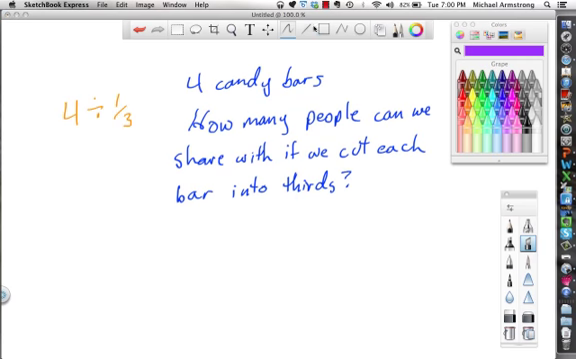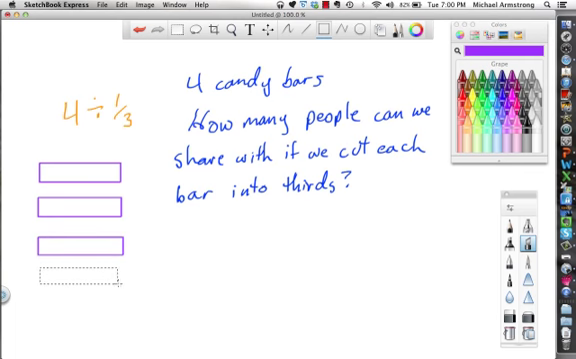And if we're going to draw a diagram, we have to draw a diagram of 4 candy bars. There's 1, 2, 3, 4. Maybe these are like Butterfingers. And we're going to cut each one into thirds. So it should look something like that. There's 1, 2, 3 thirds. So we cut them all up into thirds, and we could count how many pieces that makes. And there's 3 in each. Candy bars, 3 times 4 is 12. So it equals 12.